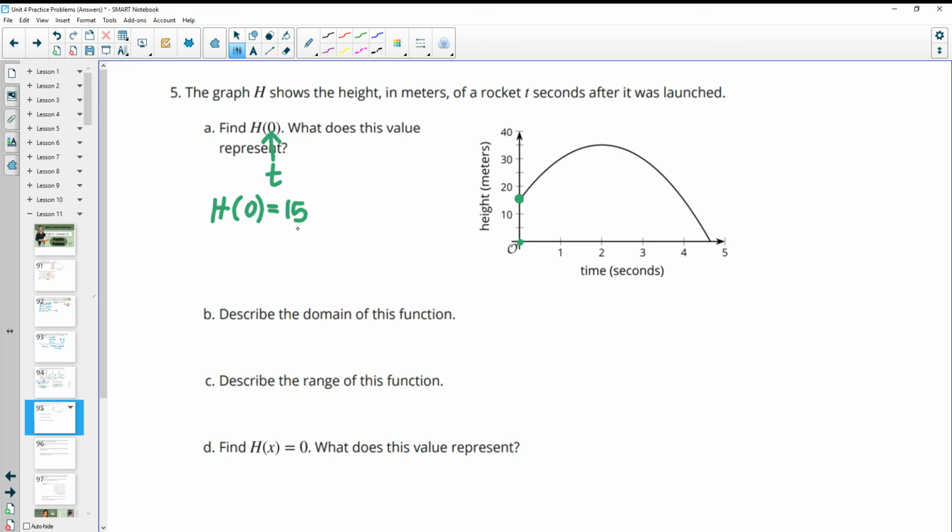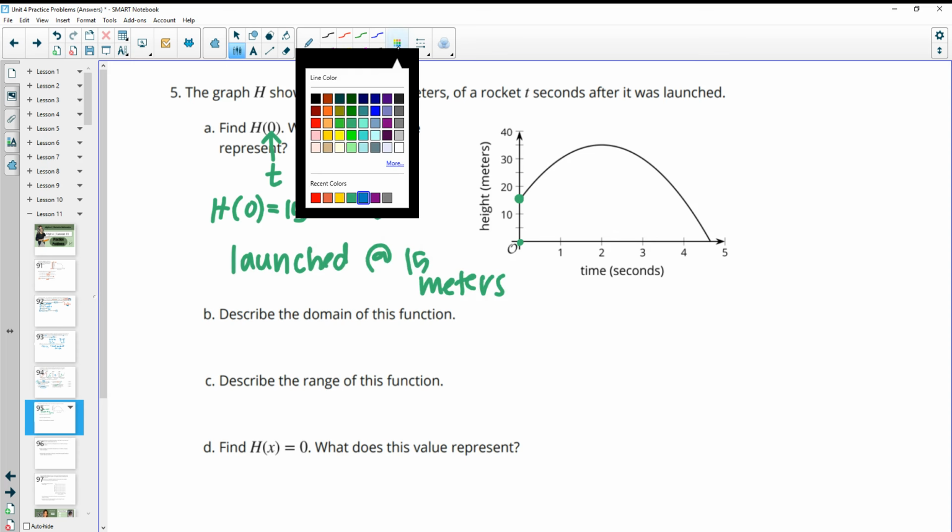So this is the height. So 15 is the height at 0 seconds. So the height at 0 seconds means that it was launched. The rocket was launched at 15 meters. So that was the initial height, or where it was launched from.